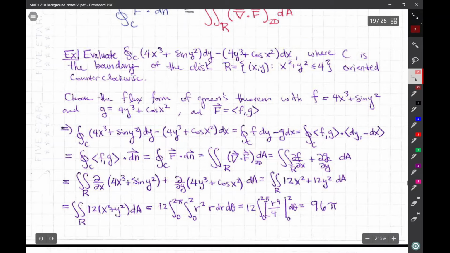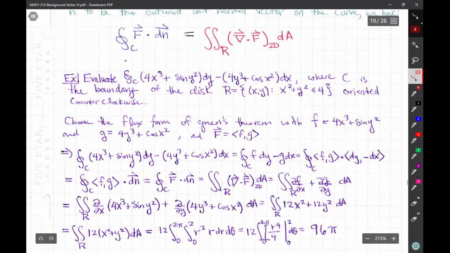We're going to use Green's theorem, so we don't want to compute this. It would be very hard to parameterize the curve, plug it in here, and compute the integral. So why don't we instead use Green's theorem? Instead of computing that line integral, what we'll do is trade that for a double integral of the divergence.